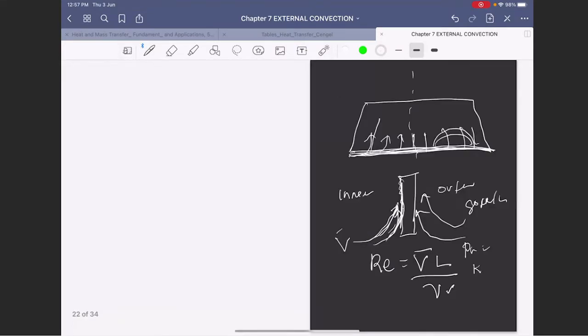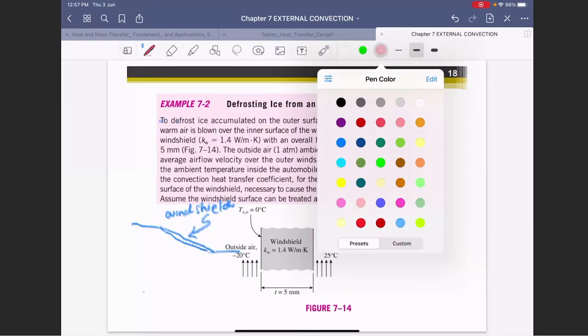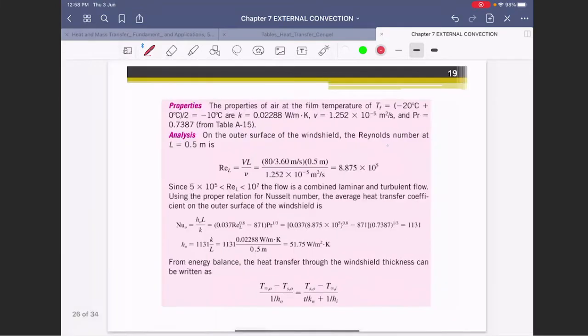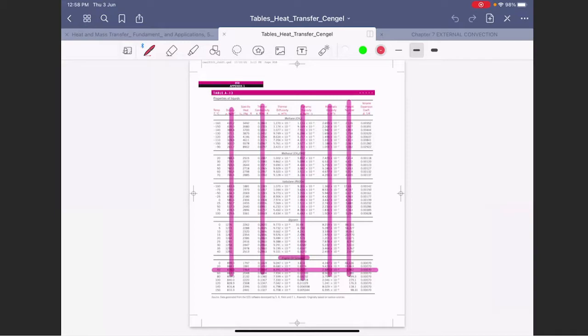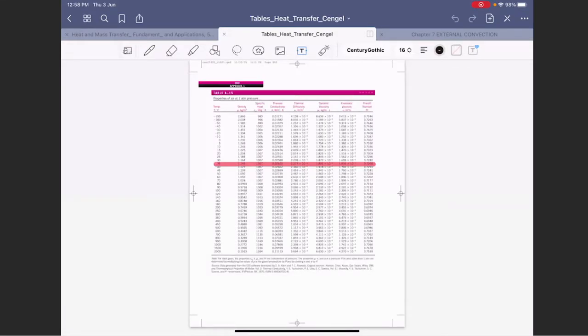Okay, so based on this, can you see? This is the outside air. Okay, they drew it upside down. And then the thickness of the windshield is also given. Okay, based on that information, you can obtain the thermal properties from table A15. Okay, where is table A15? This is table A13, so A14, A15. Okay, negative 10, right? So this is the negative 10. So all the k values, I enlarge.